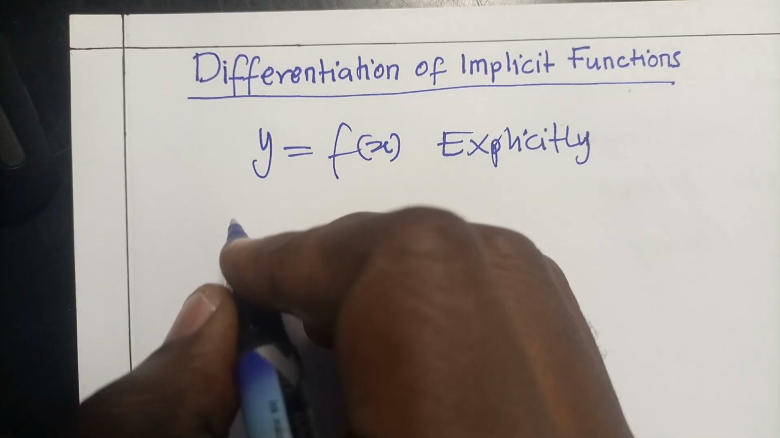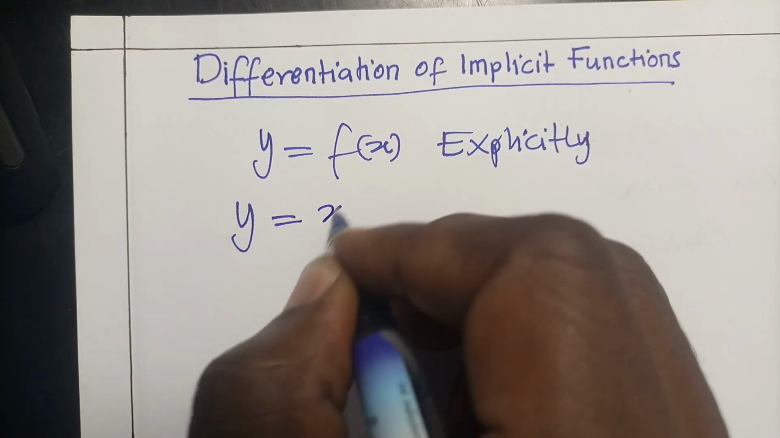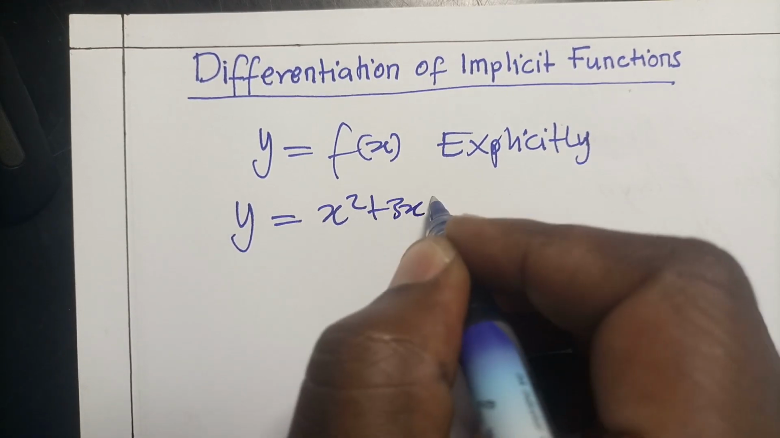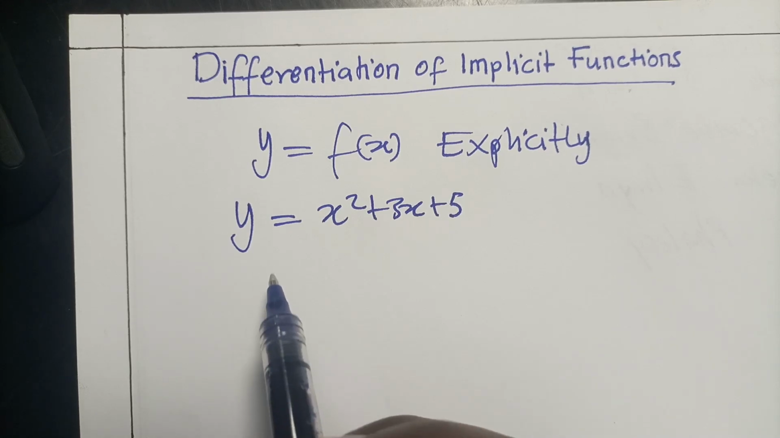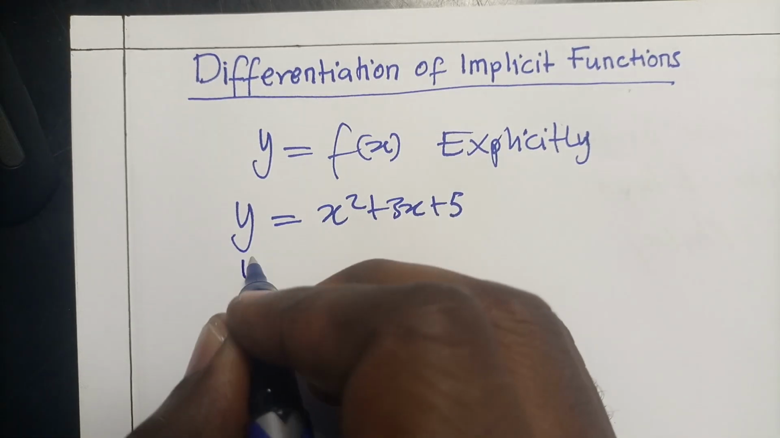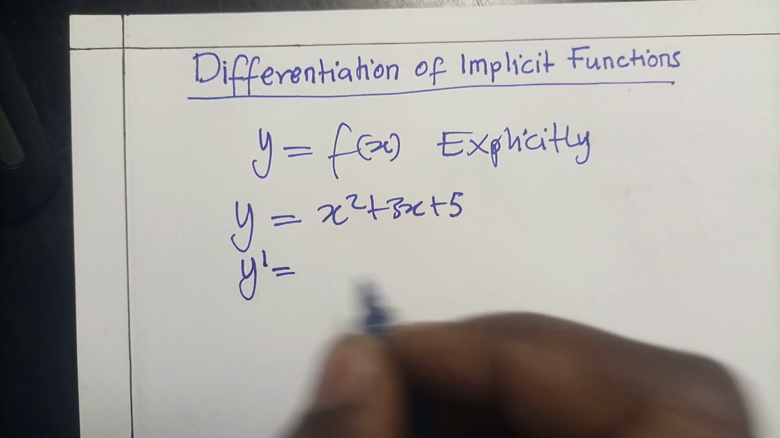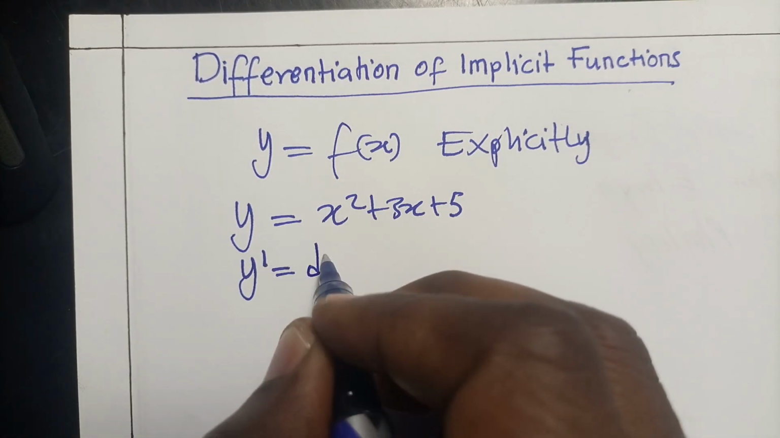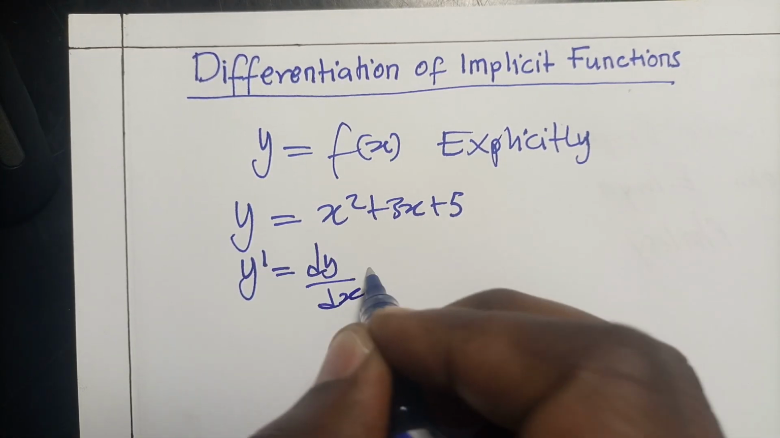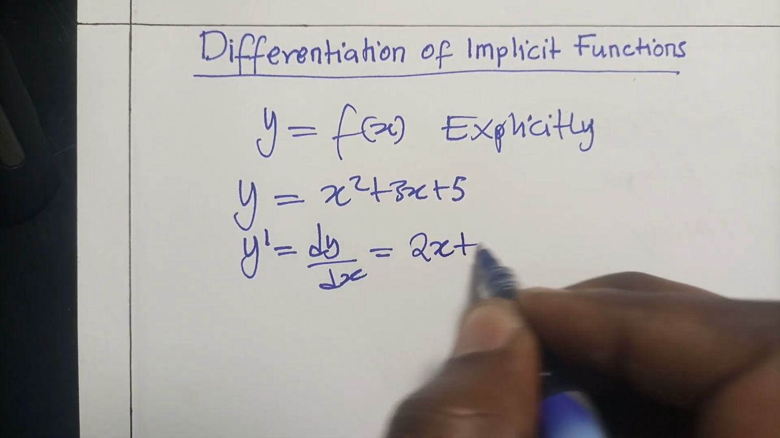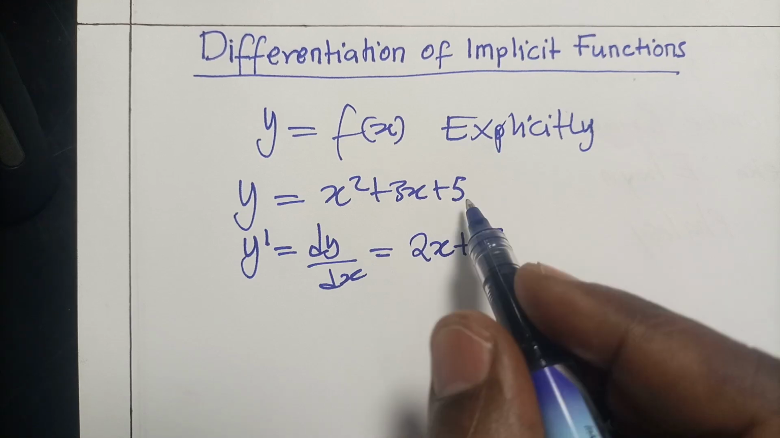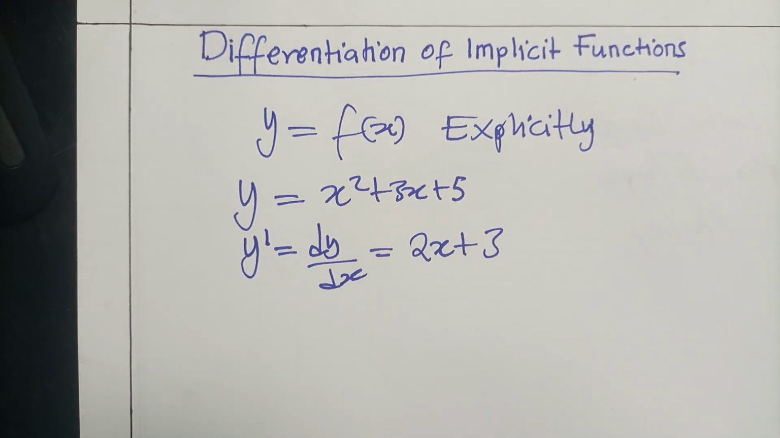For example, if you have a function y is equal to x squared plus 3x plus 5, this is an explicit function, and to find y prime, to find dy/dx, is very easy. You just differentiate this variable, you get 2x plus, differentiate that, 3, differentiate the constant, you get a 0.